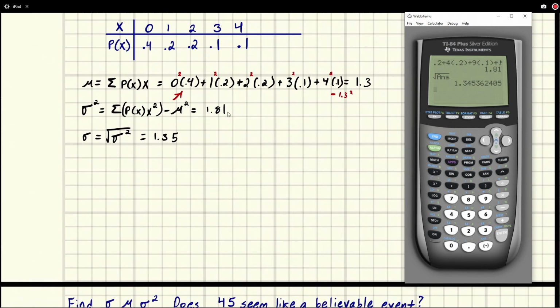So is there a way to check this? Yes, there is. Now, this calculator won't give us standard deviation, but it will give us the variance and the mean. And if we got this right, then we got this right. So let's go ahead and do this.